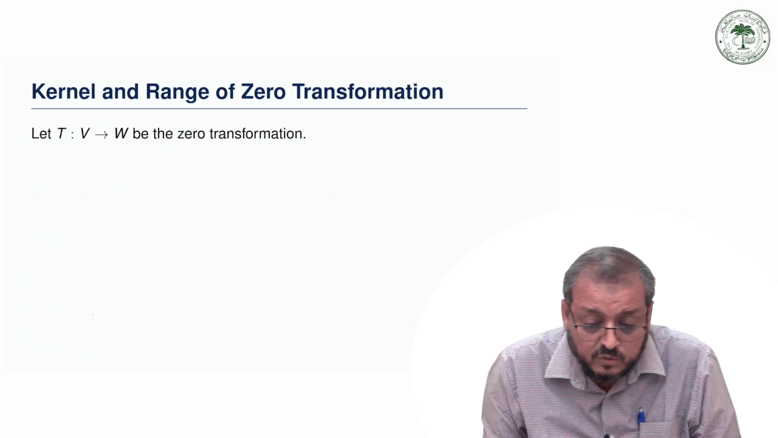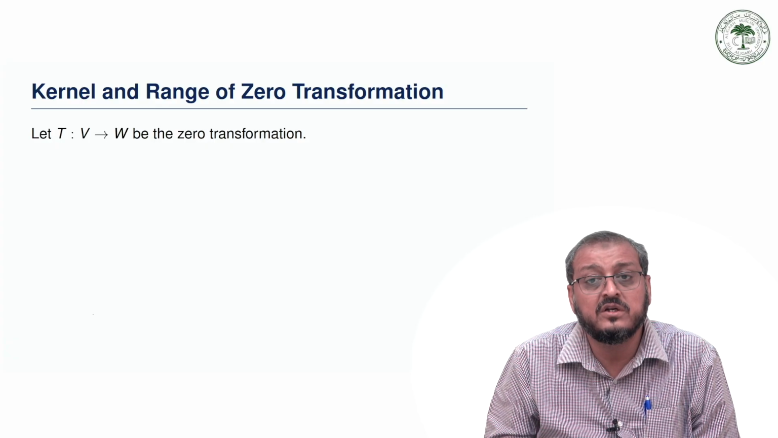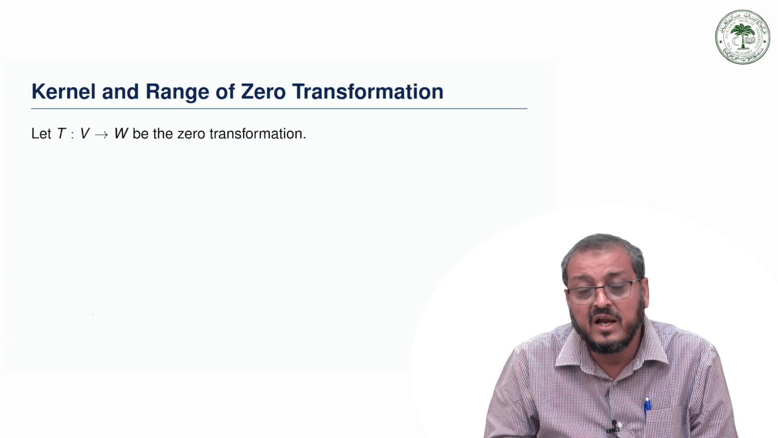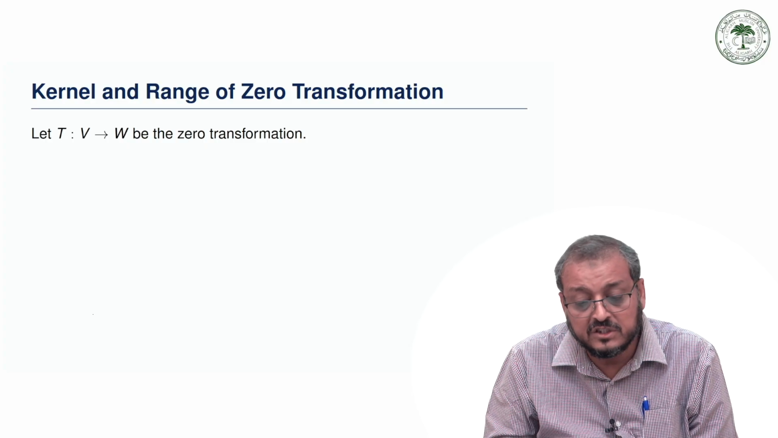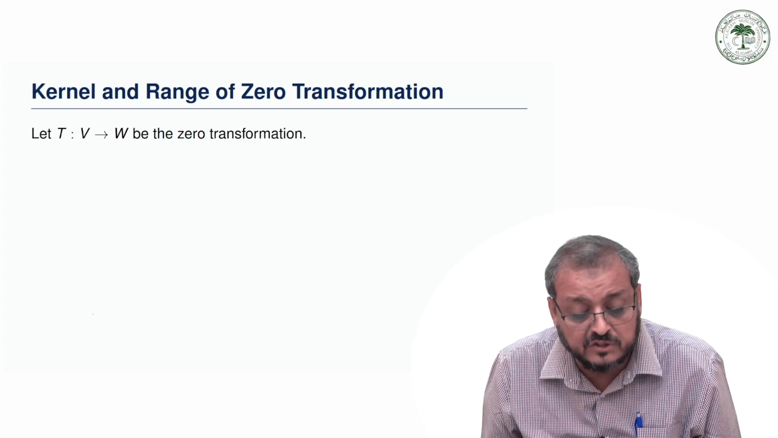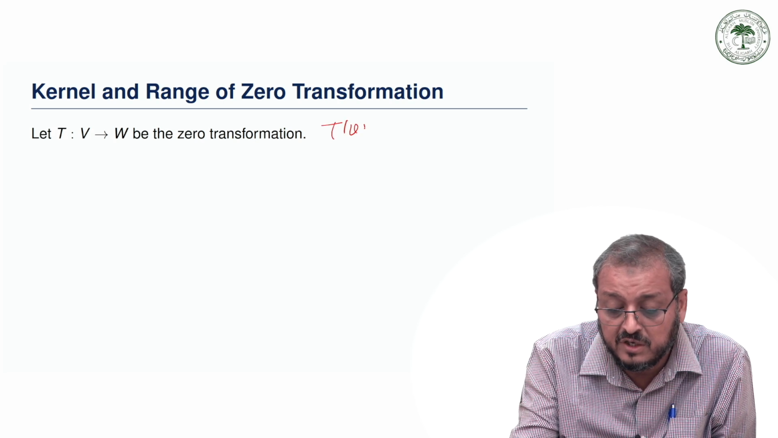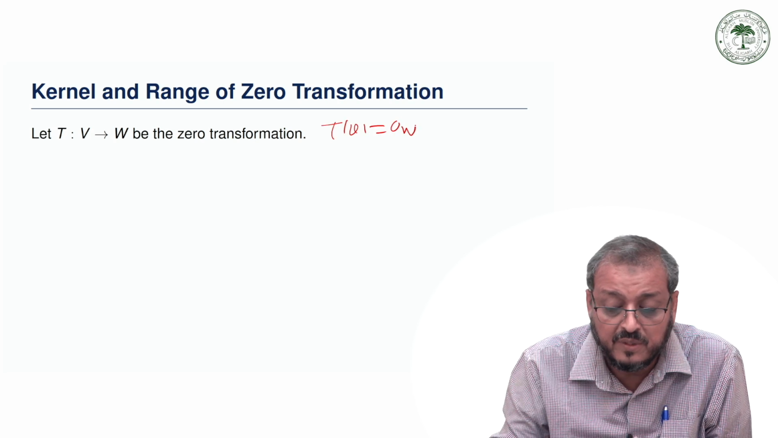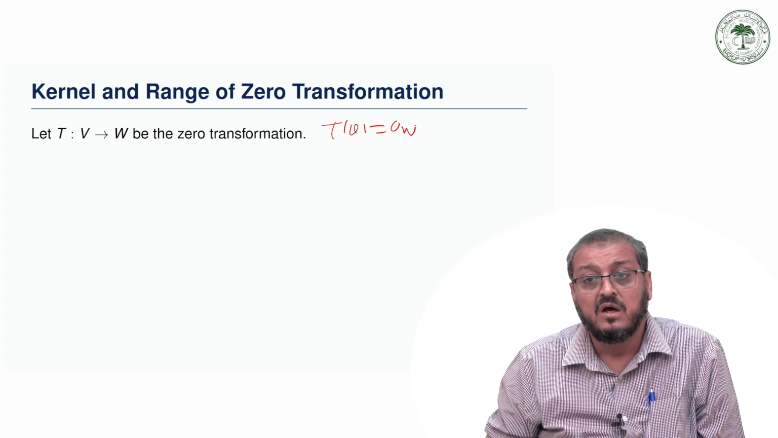Okay, now we have two special types of linear transformations: the zero linear transformation, and the identity transformation. First we take the 0 transformation. If T is a 0 transformation, it means any element v is always mapped to the 0, so all the vectors transform into the 0 of W.